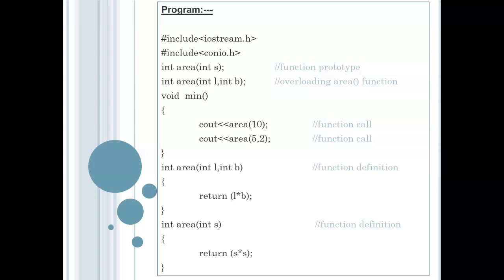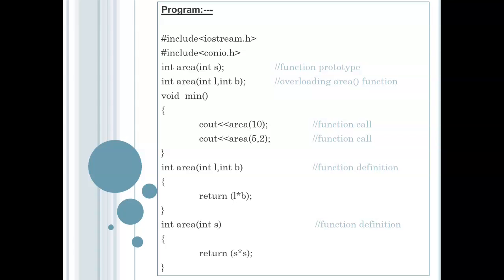Here in our program, the first function has two parameters. So this function will not be invoked because the calling function has one parameter. So the compiler will move to the second function definition. In the second function, I have one parameter and the calling function also has one parameter. So this function will get invoked. After that, the calculation part will get done and it will return the calculated value back to the calling function.